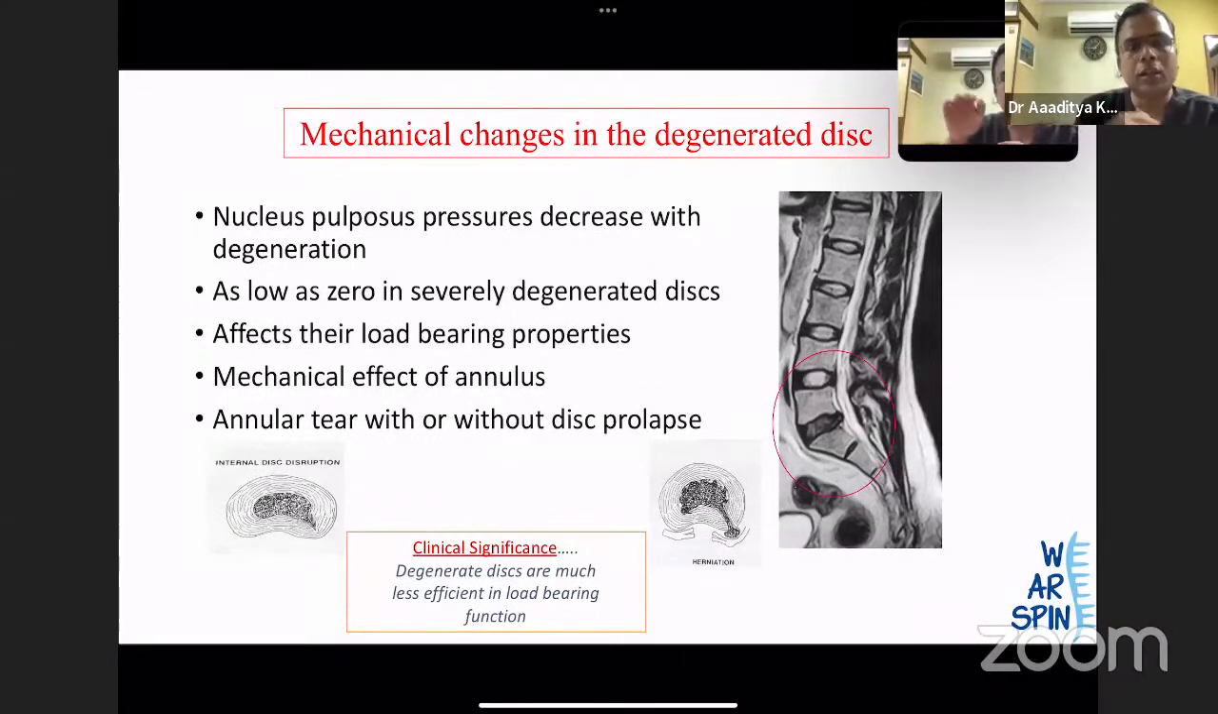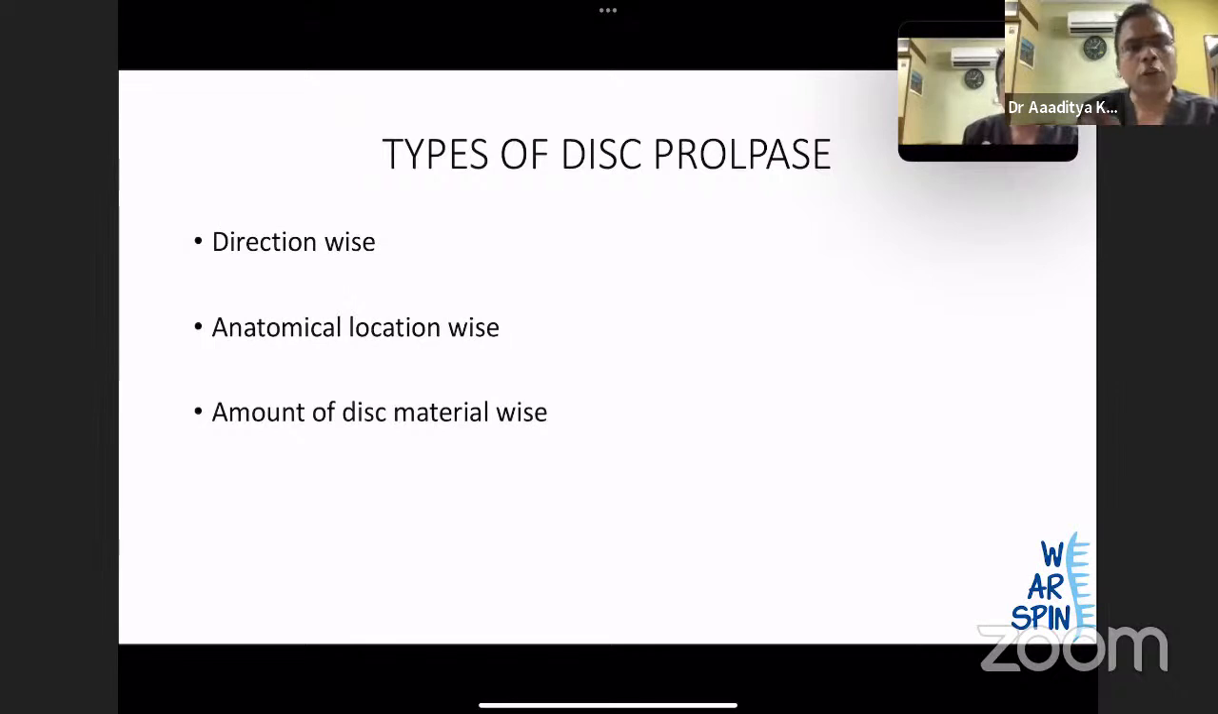So nucleus pulposus pressures decrease because of these degenerative changes, and that affects the load bearing capacity of the disc. Eventually that gets transmitted to the annulus, where annular fissures start happening, and that condition becomes vulnerable for further disc prolapse.